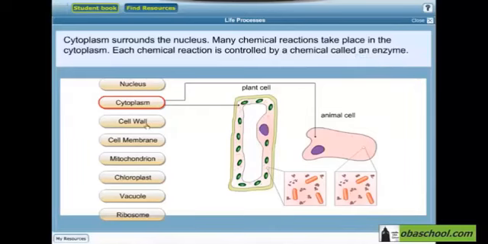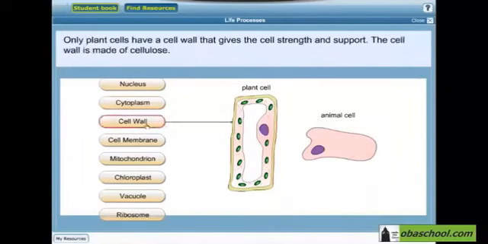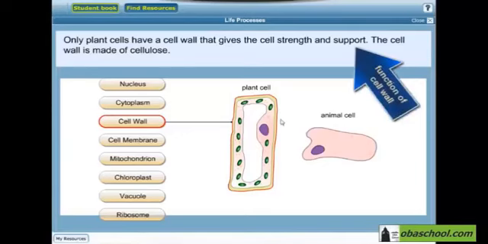Now we go on to the cell wall. The cell wall is the outer covering of the plant cell, and it is not found in animal cells. It's not a common part between both types of cells. The cell wall is what gives the cell strength and support. It gives it its rectangular shape. This is why all plant cells are rectangular, no matter where they are in the plant.